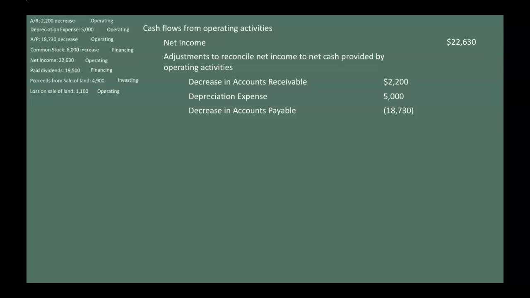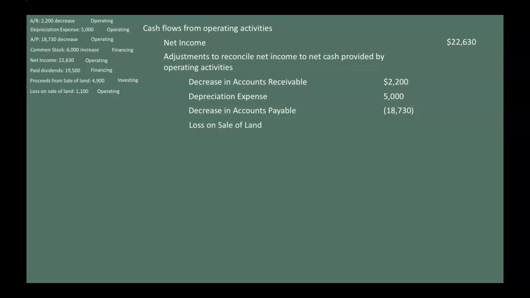So a decrease in a current liability is subtracted on a statement of cash flows. An increase in a current liability is added. So a decrease in accounts payable, subtracted. An increase in accounts payable would be added to the statement of cash flows.